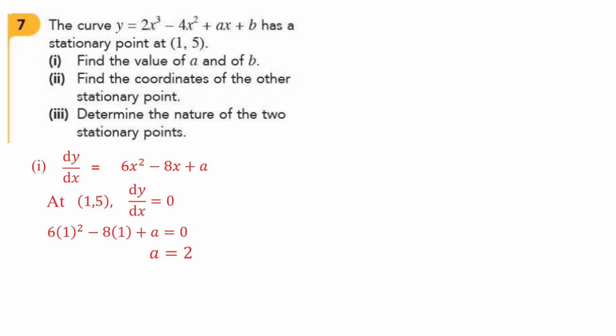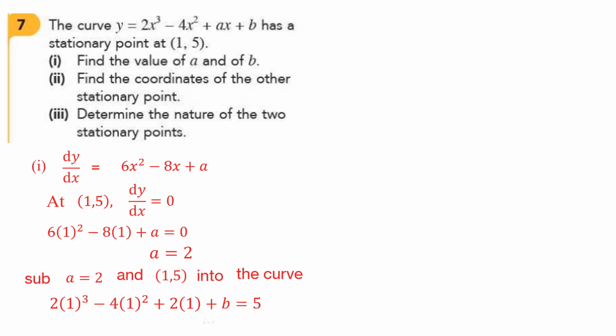And you will get a to be 2. Alright. And since you're told that this (1, 5) is a stationary point on the curve, it means that the point lies on the curve. It means that you can substitute x to be 1, y to be 5, a to be 2 to find the value of b, which is equal to 5. So that's part 1. So for part 2, you're asked to find the coordinates of the other stationary point.